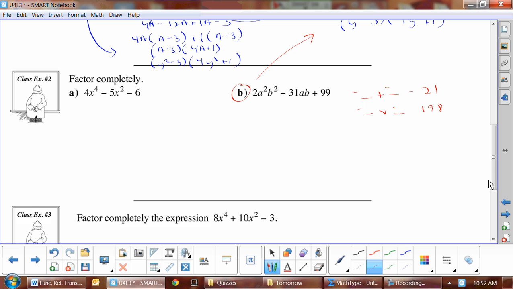What'd you get? Sorry? 9 and 22. Good. Or 22 and 9, whatever. Okay, so then I would just go 2a squared b squared minus 22ab minus 9ab plus 99. Yep. How did we get the negative 22 and the negative 9?